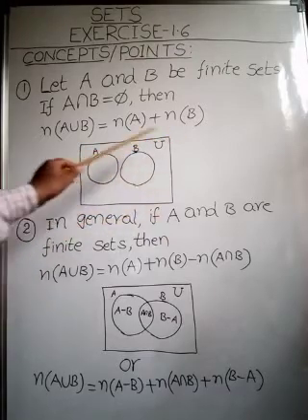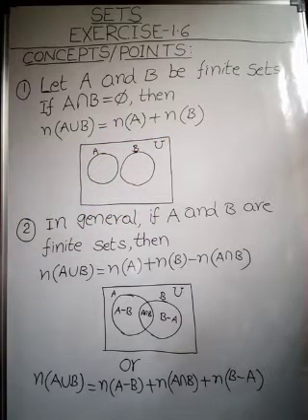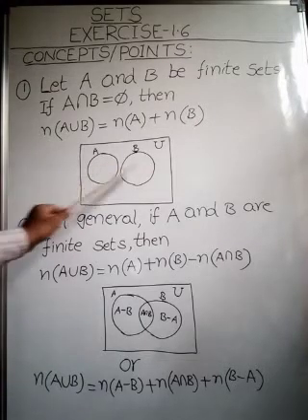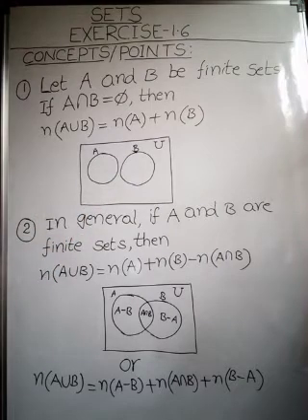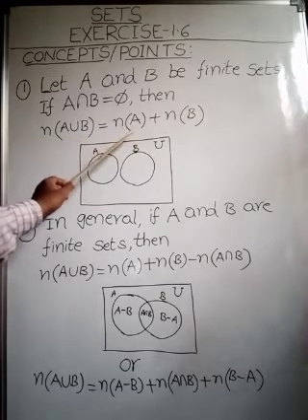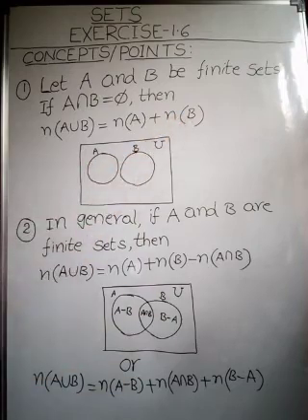I have shown the given data in the Venn diagram. See here, this is the Venn diagram. A and B are disjoint sets. There are no elements in common. In that case, if you want to find n of A union B, we have to add n of A plus n of B. Understood this point, my dear children?